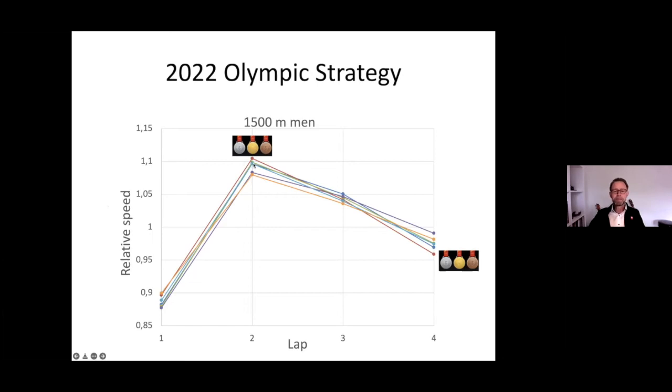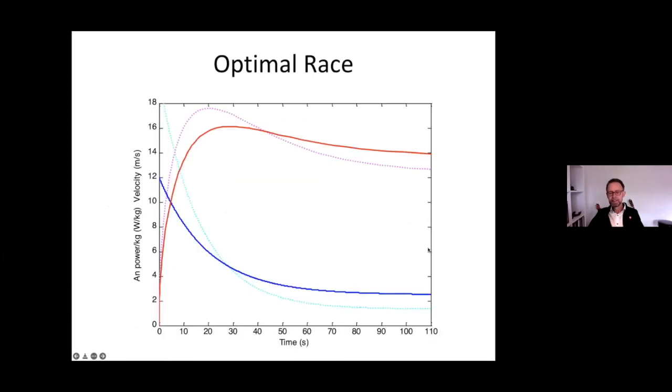We see that the medal winners have the relative highest velocity at the first full lap, and they have the lowest velocity at the final lap. So that's exactly what we see here in an optimal race based on the model, a high velocity in the first lap and the lowest velocity at the last lap. And why is this advantageous?